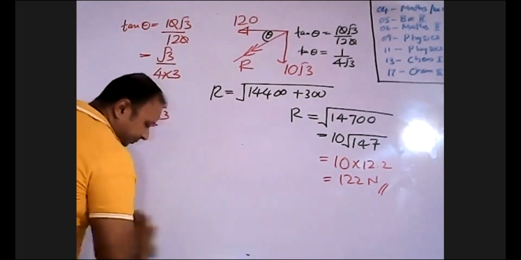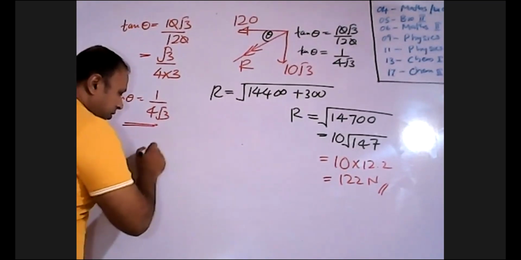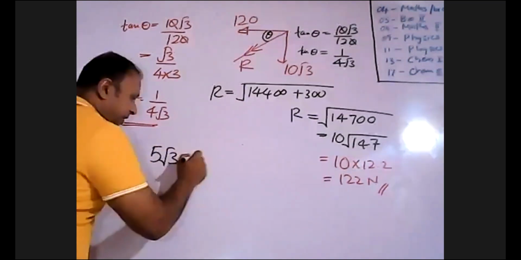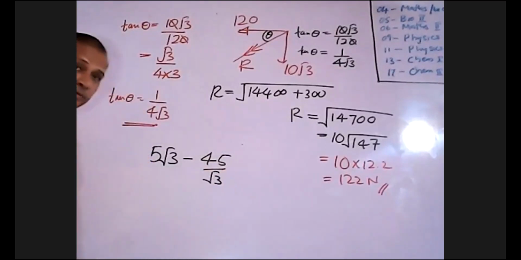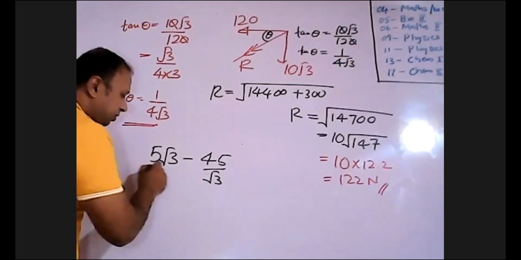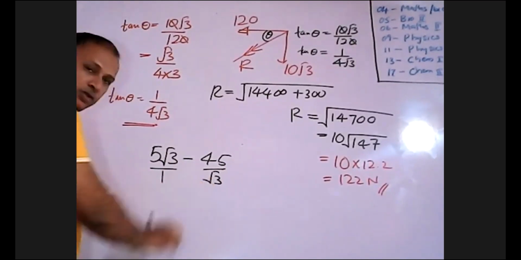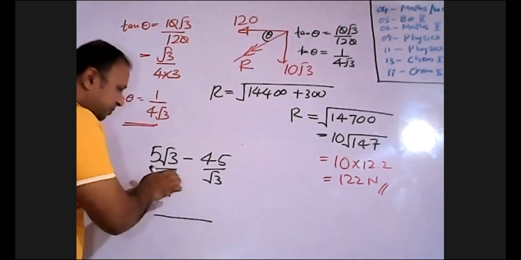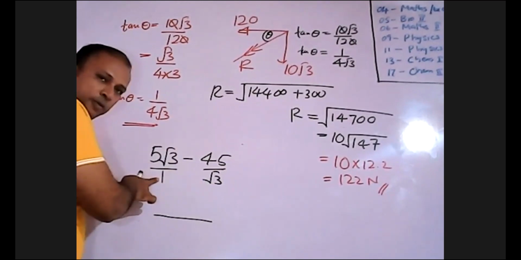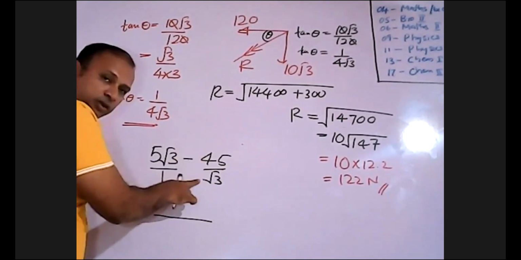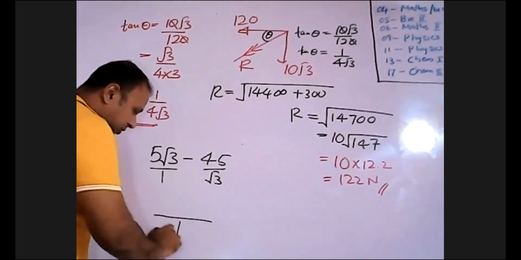Okay, I will explain that one. There was 5 root 3 minus 45 over root 3, no? What is this? This is a fraction. Here, there is 1 as the denominator of the first term, and this is root 3. So if you subtract, this is a fraction, minus 45 over root 3. Therefore, the common denominator for this fraction is root 3.